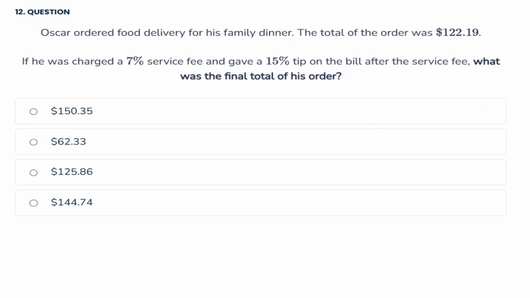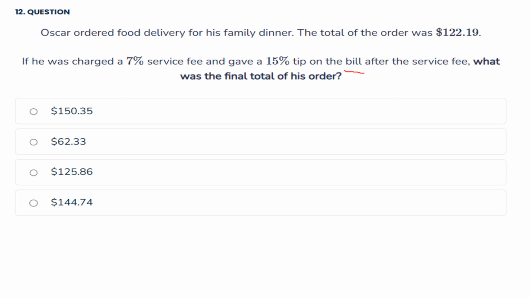Question number 12, a word problem. When doing these word problems, I always recommend that you read through the word problem first, and then the second time you read through the word problem, you take your notes. So Oscar ordered food delivery for his family dinner. The total of the order was $122.19. If he was charged a 7% service fee and gave a 15% tip on the bill after the service fee, what was the total of this order?